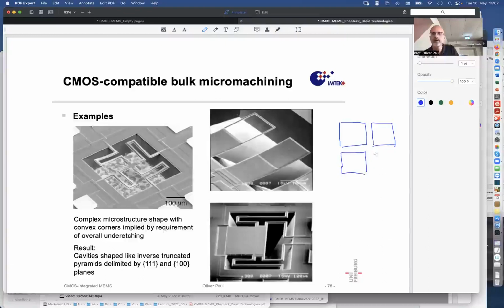So these are the windows. I could draw one of those windows here, some windows that are opened. So here we would have opened, and then we have these four arms, and then here in the center we have that cross structure. And so this is our intended big cavity. If I have my silicon exposed here, and here, and here, what happens? My anisotropic etching.